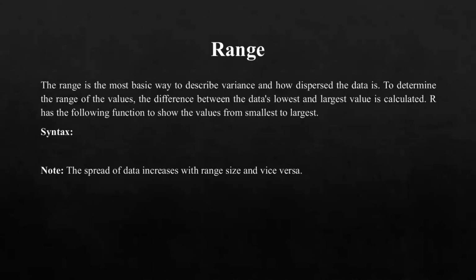So what is actually range? The range is the most basic way to describe variance and how dispersed the data is. To determine the range of the values, the difference between the data's lowest and largest value is calculated. R has the following function to show the values from smallest to largest, which is range. Note, the spread of data increases with range size and vice versa, which is quite obvious. So let's move to our studio to see how we can calculate the range.